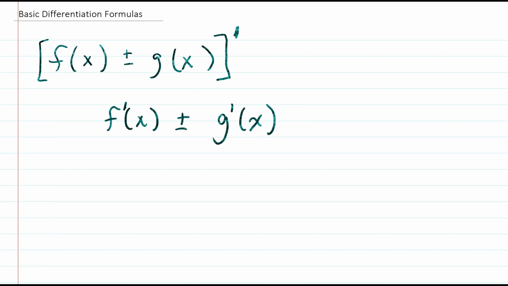In other words, if you want to differentiate a sum or a difference, that's what the plus or minus means here, all we have to do is differentiate the individual functions. The f of x, take its derivative, and the g of x, take its derivative. Then just put them back with the signs that correspond, the plus or the minus.